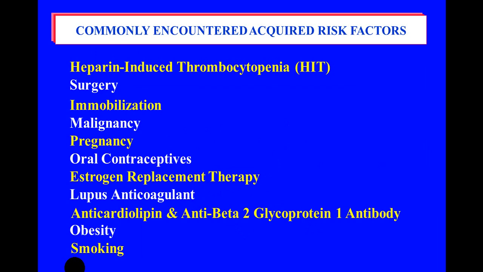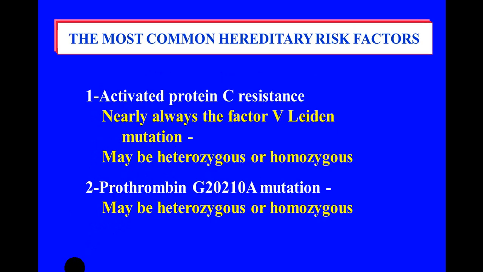Commonly encountered acquired risk factors: HIT, heparin-induced thrombocytopenia, surgery, immobilization, malignancy, pregnancy, oral contraceptives, estrogen replacement therapy, systemic lupus erythematosus, anticardiolipin antibody, obesity, and smoking.